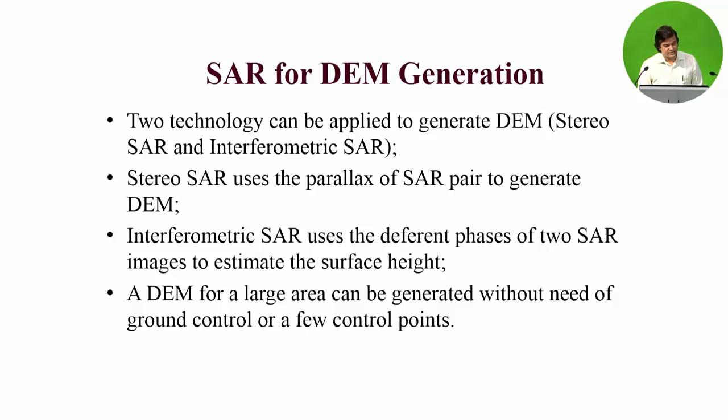Now we are going to go one by one, starting with the SAR dataset for DEM generation. Generally, two technologies of SAR remote sensing are utilized to generate a digital elevation model, or DEM. One is stereo SAR and the other is interferometric SAR. Stereo SAR uses the parallax of SAR pairs to generate the DEM, but optical sensors have shown very good potential on the basis of parallax. Interferometric SAR has shown the potential to generate the data set with the different phases of two SAR images to generate the digital elevation model with very high accuracy. A DEM of a large area can be generated without the need for ground control or a few control points.